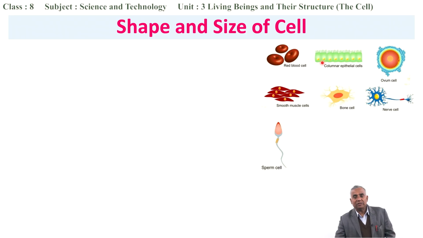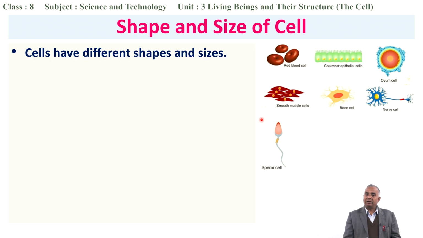So look here, these different types of cells have different shapes and different sizes. Their size is also different. I will show you later in the same slide the smallest and the biggest cell also. So at first you find out something related to it. Cells have different shapes and sizes. Yes, we are seeing it.